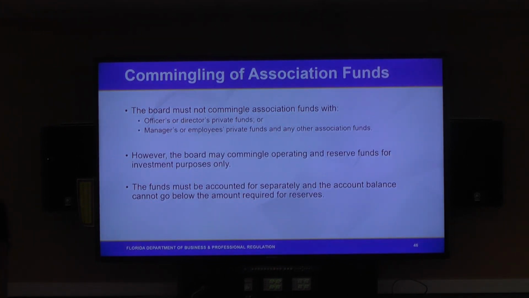Commingling of association funds. The board must not commingle association funds with officer or director private funds, manager or employee private funds, or any other association funds. However, the board may commingle operating and reserve funds for investment purposes only. The funds must be accounted for separately, and the account balance cannot go below the amount required for reserves.